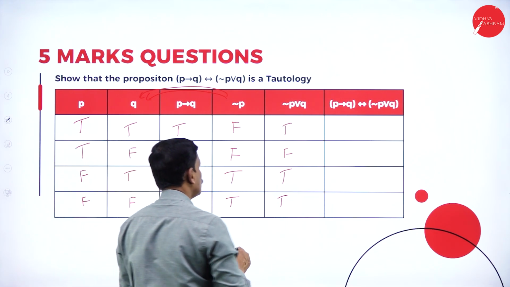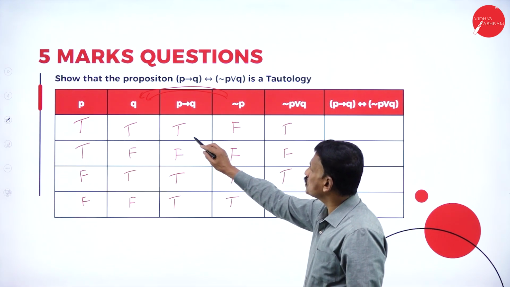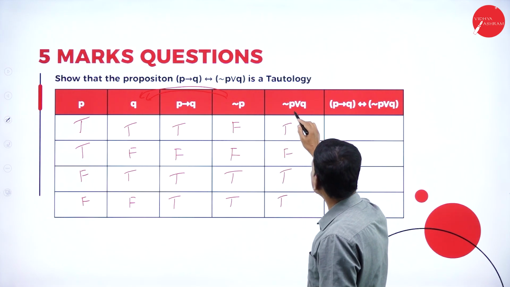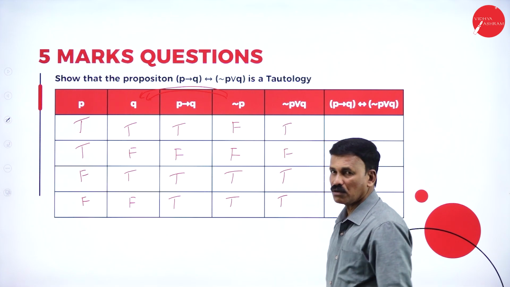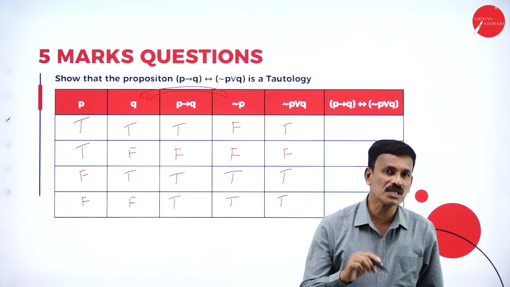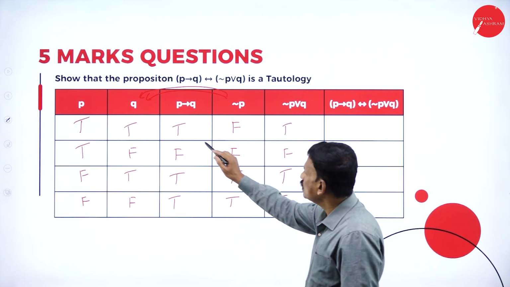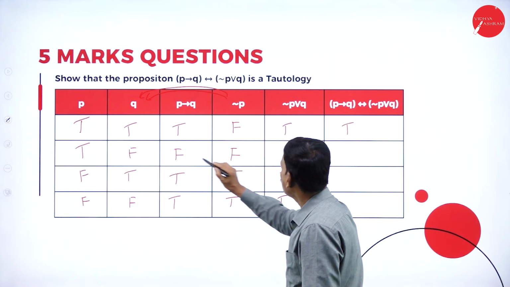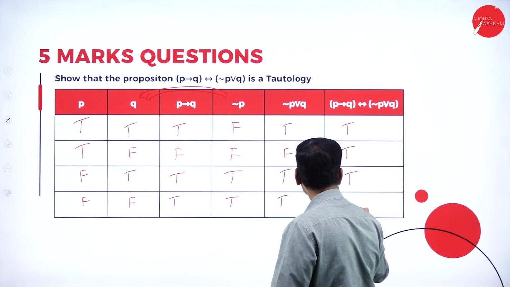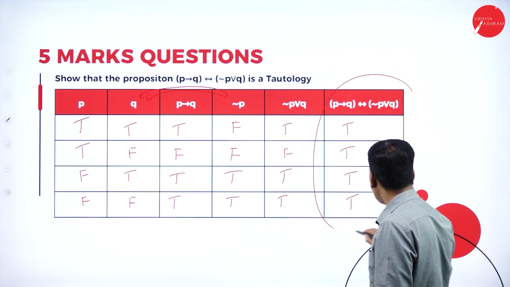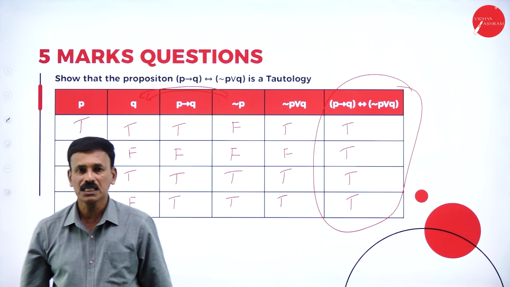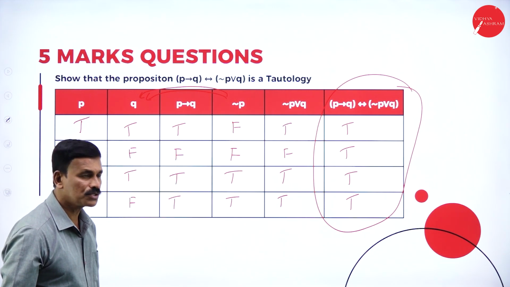Now, just write down the biconditional for these two. Biconditional for P conditional to Q, biconditional to negation P disjunction Q. Now, in case of biconditional, if both statements are true and true, it is true. False and false is also true. So true and true is true, false and false is also true, true and true is true, and true and true is also true. See, if you observe carefully, all the truth values in the last column are T, T, T, T. So therefore, this is a tautology.